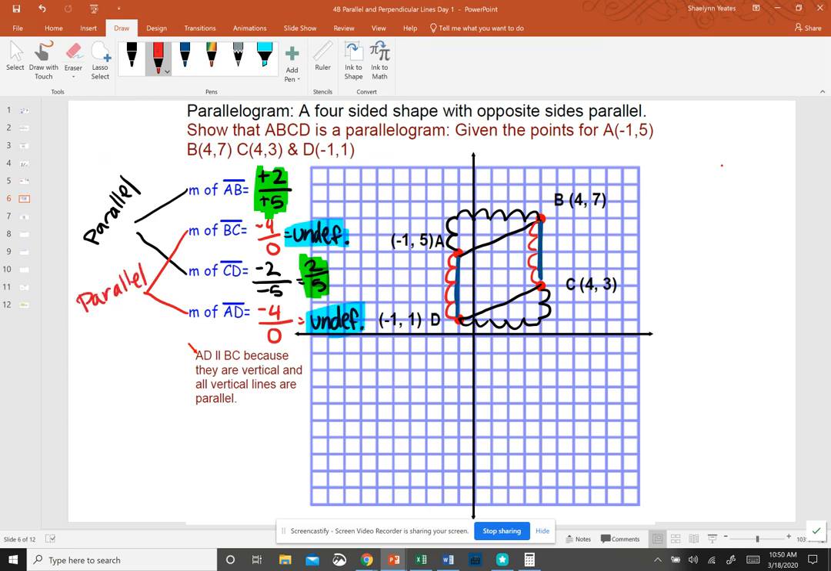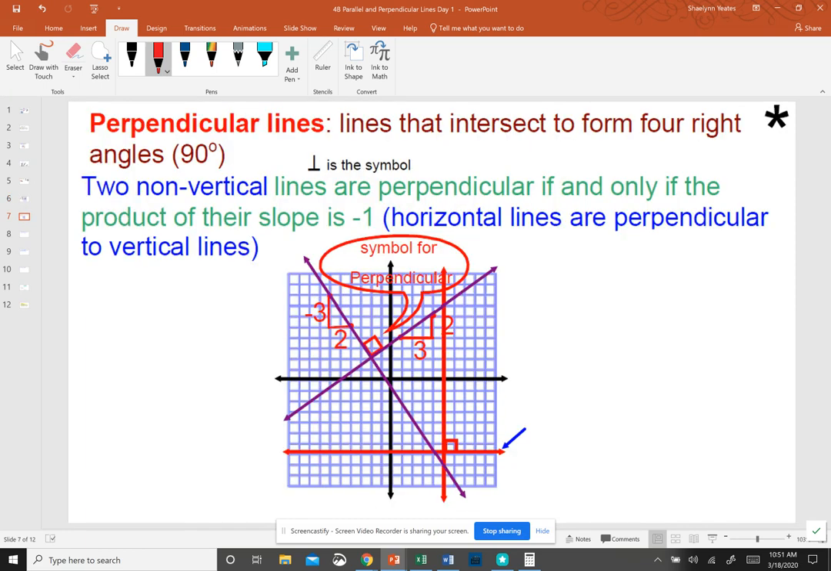So now we can say that ABCD is a parallelogram. Does that make sense? That's kind of what your level 4 will be like on the PC, which will be next. Well, not next week, but the week following.